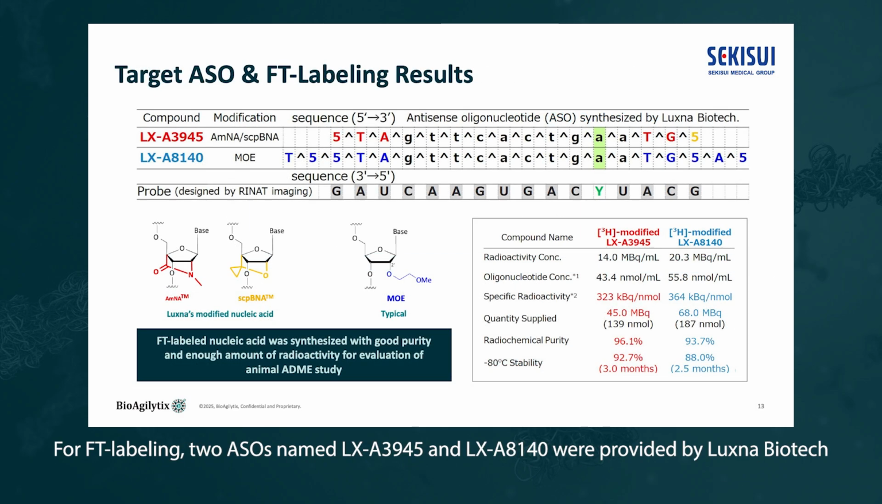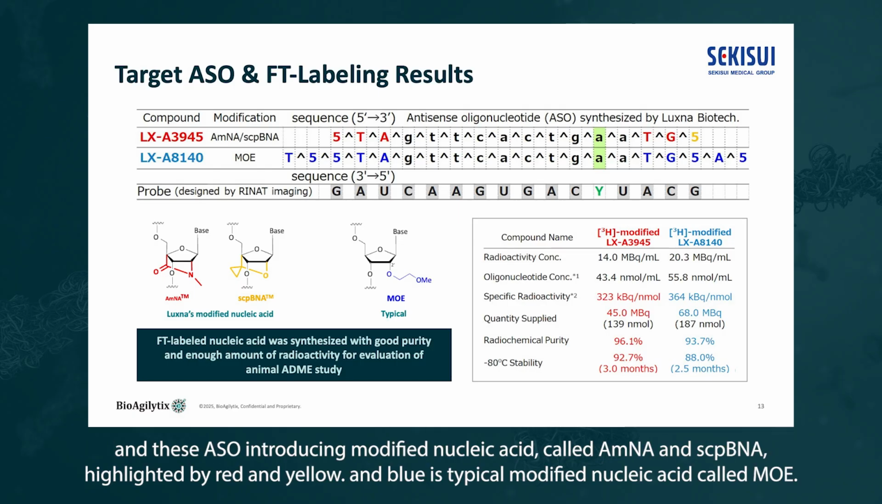For FT labeling, two ASOs named LXA3945 and LXA8140 were provided by Luxana Biotech, and these ASOs introduce modified nucleic acids called AMNA and scpBNA, highlighted by red and yellow, and blue is a typical modified nucleic acid called MOE.